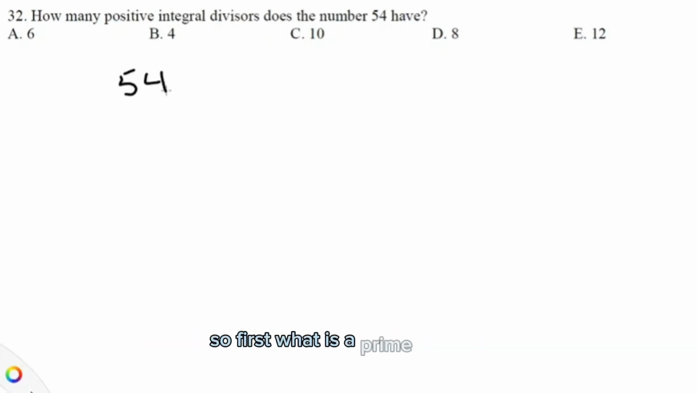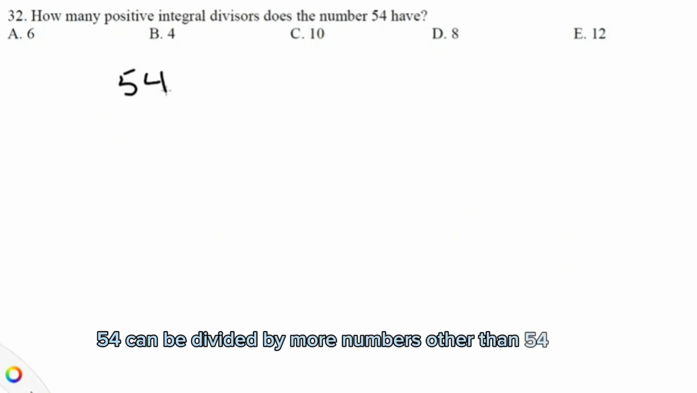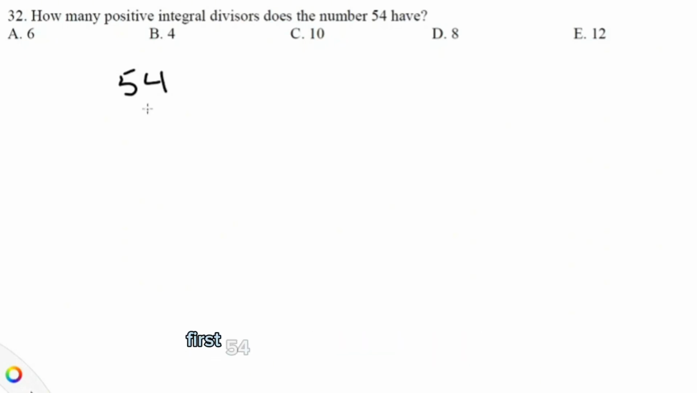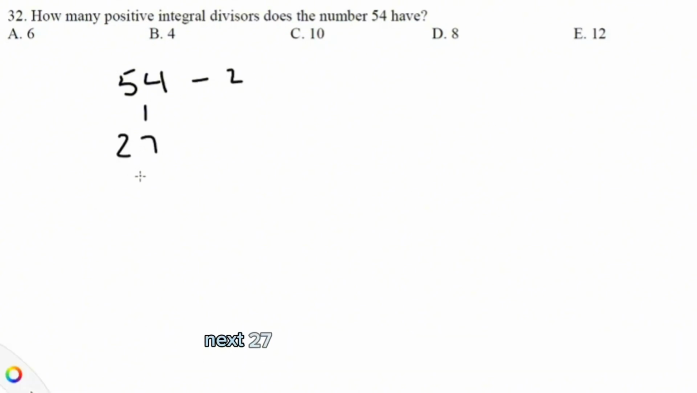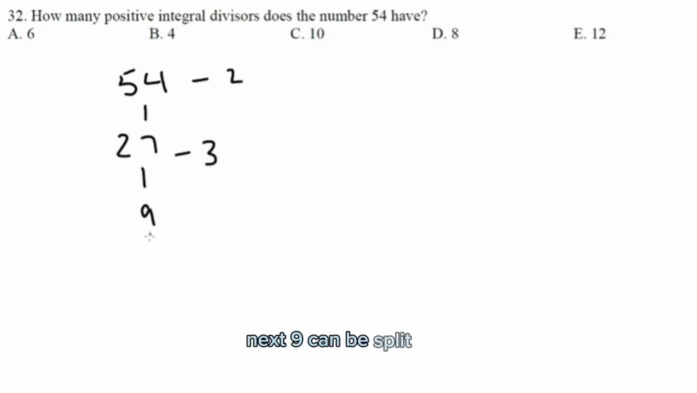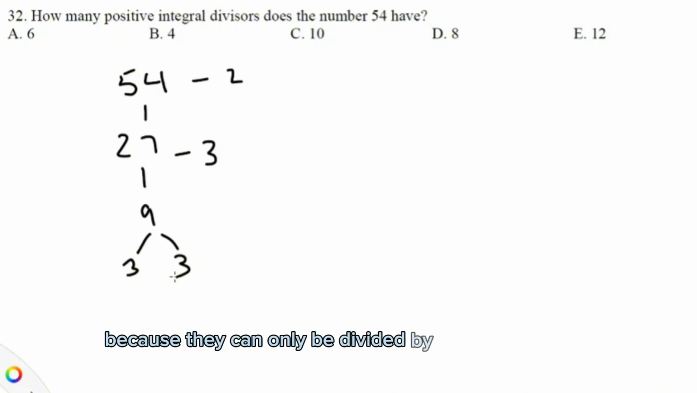So first, what is a prime number? A prime number is just a number that can only be divided by itself and 1. So first, we need to check, is 54 a prime number? Well, no, 54 can be divided by more numbers other than 54 and 1. So let's find them out. First, 54 can be divided into 27 and 2. Next, 27 can be split into 9 and 3. Next, 9 can be split into 3 and 3. Now, 2, 3, 3, and 3 are all prime numbers because they can only be divided by 1 and themselves. So you cannot simplify this any further.